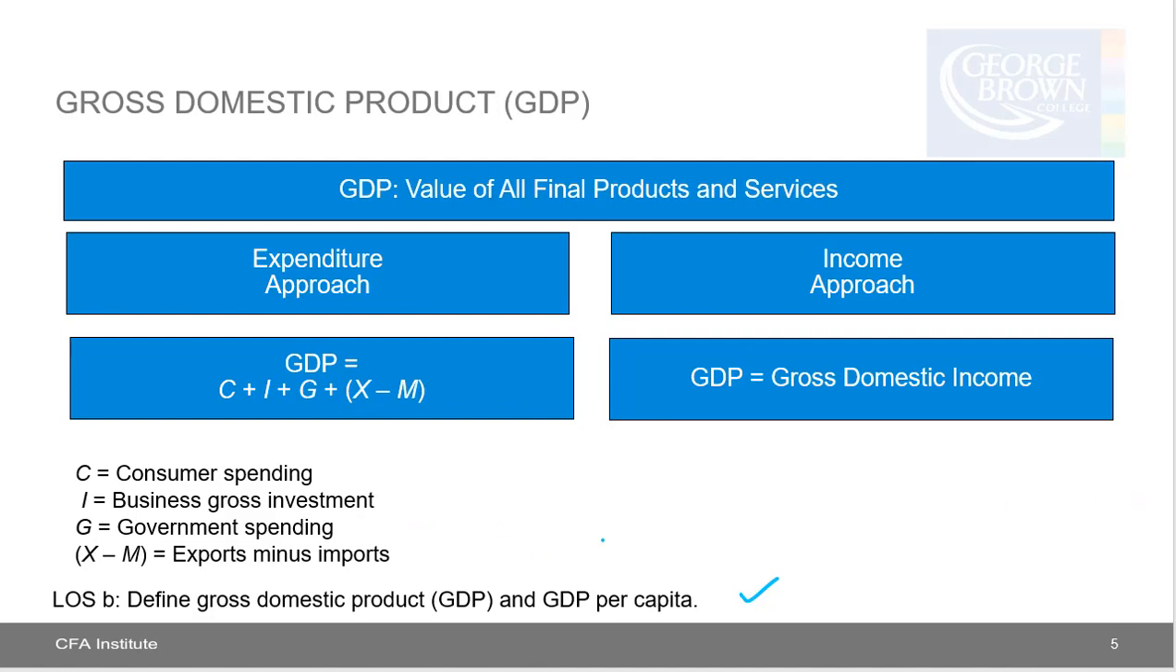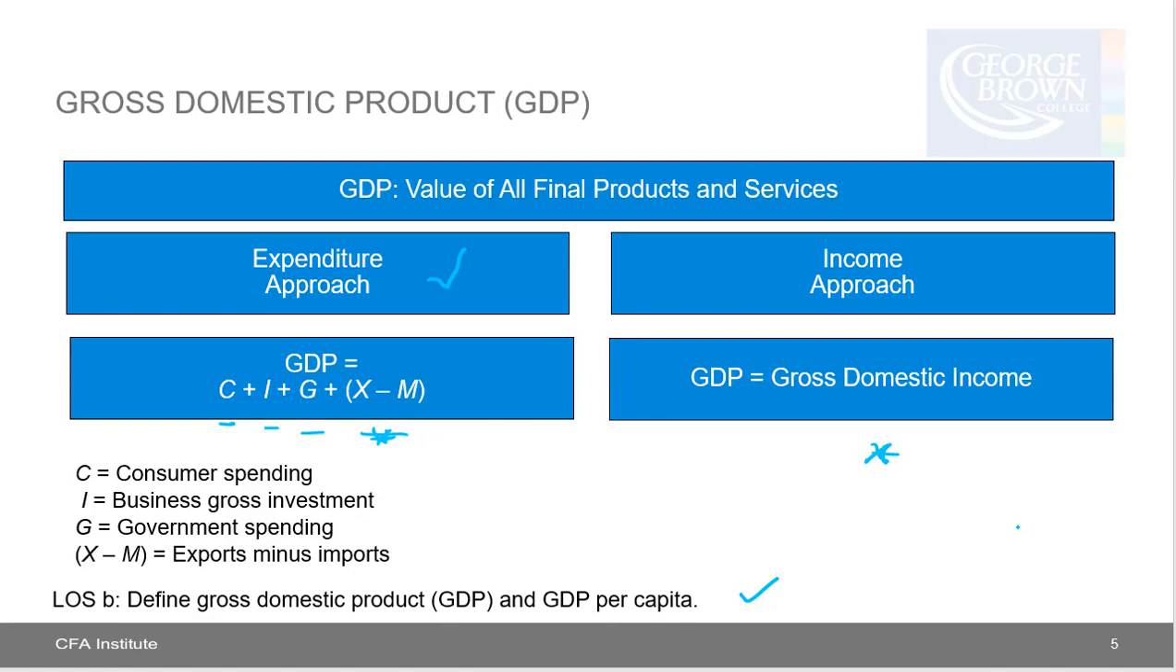So starting here on the left-hand side, we can see that total GDP can be calculated in two ways. The first way is by using the expenditure approach, and in this case, GDP equals consumer spending plus business gross investment plus government spending, and then plus, in the brackets here, you have exports minus imports, okay? And on this side, we have the income approach, where GDP equals the gross domestic income. Gross domestic income should equal gross domestic product. After all, what one economic entity spends is another economic entity's income.